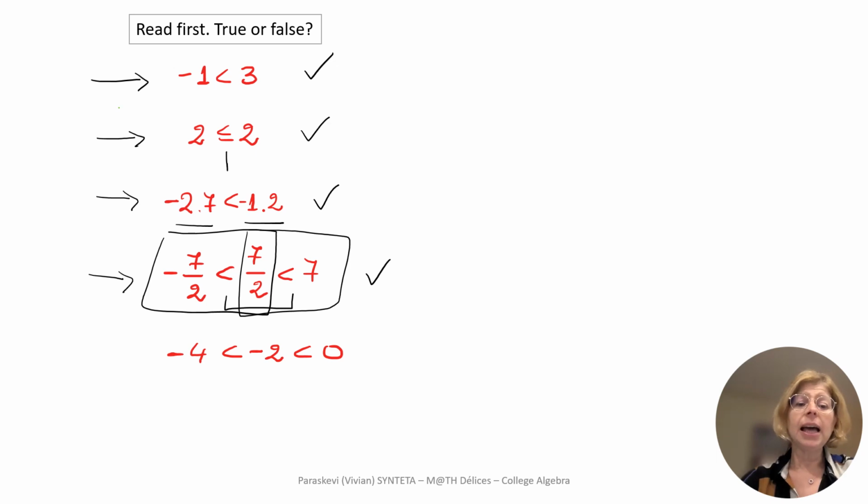And finally, another double inequality. -4 smaller than -2. Indeed, it is the case. And -2 is smaller than 0. Indeed, it is true because -2 is to the left of 0. And because both of the inequalities are true, all of it is true.